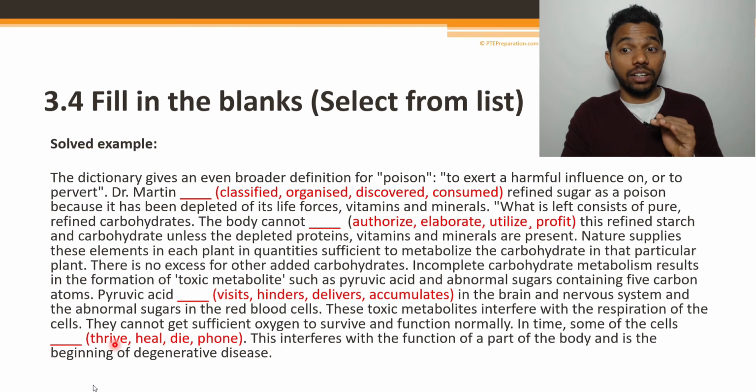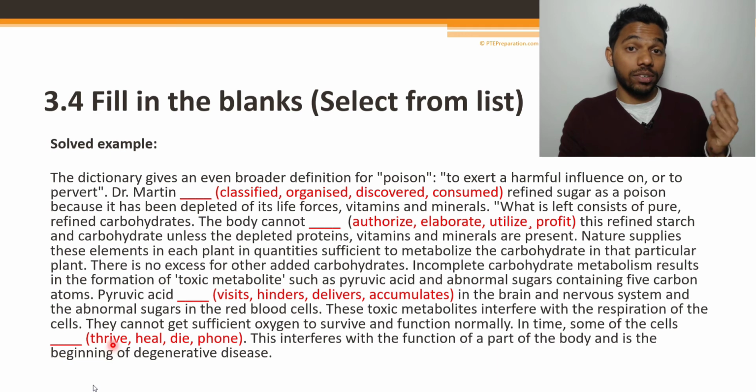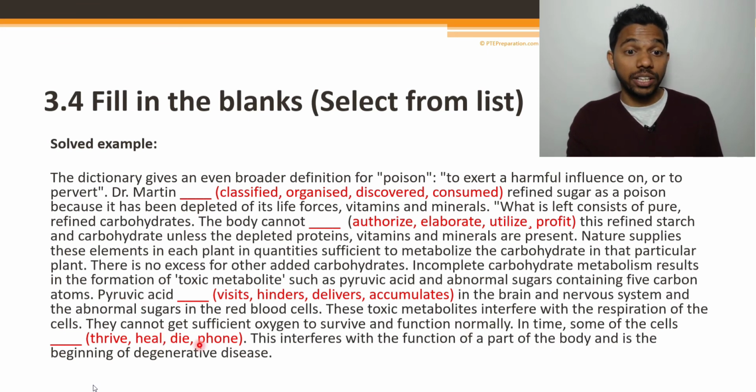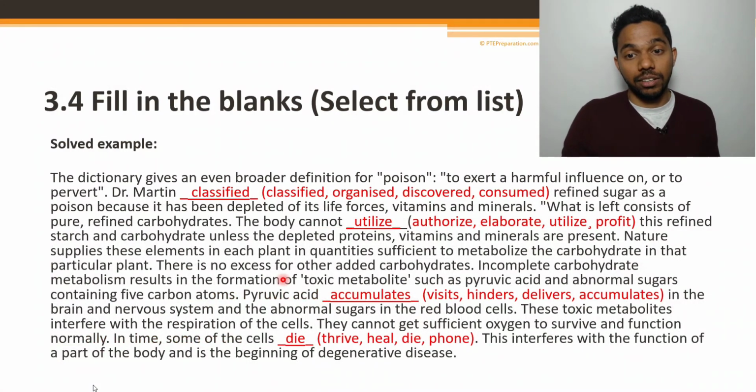So thrive means to prosper and to be alive. So this is the opposite of what they're talking about in the previous sentence. Heal could be, but it's not really what they're talking about here. They're talking about a negative part because the cells cannot function normally. So die is the correct option. Phone, this doesn't make any sense. So die is the correct option in that sentence, taking into consideration the previous sentences. Because if they were talking about something positive, thrive and heal could have been potential correct options.